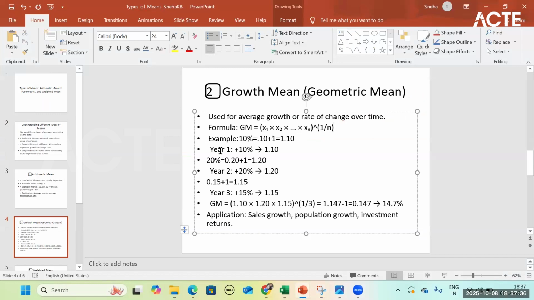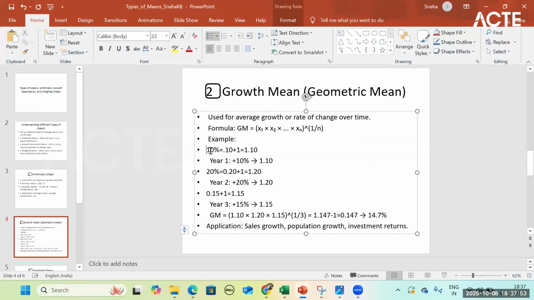For example, in year 1 there is 10% of increment, in year 2 there is 20% of increment, and in year 3 there is 15% of increment. As this is in percentage, I'm converting it. How do I write 10% in values? 0.10. When you're taking out the growth mean, you will add 1 to this, so that it will be easy for your calculation.